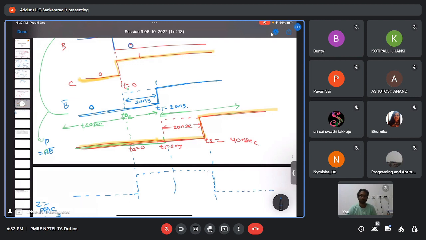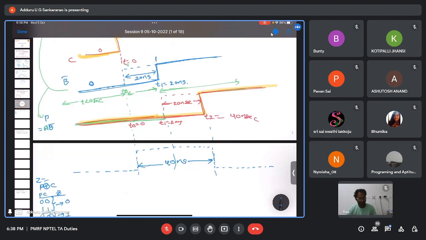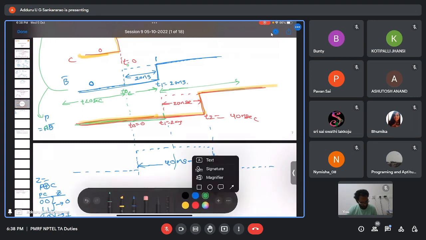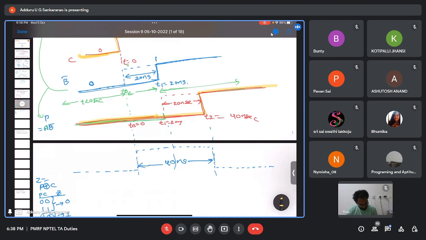output is low. This is the output signal Z, assuming that there is no propagation delay for the XOR gate. So what is the duration here? How much time is it high? 40 nanoseconds, right? From T0 to T2, 40 nanoseconds. But there is a delay, right? So actual Z is something like this. Since there is a delay, actual Z is something like this.